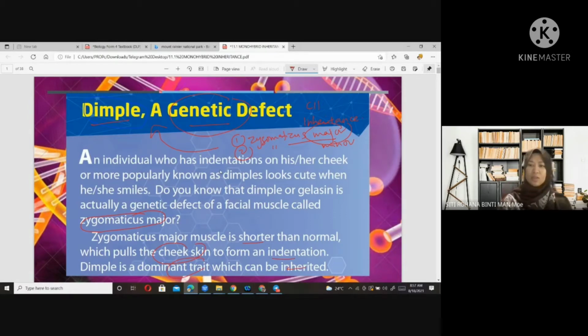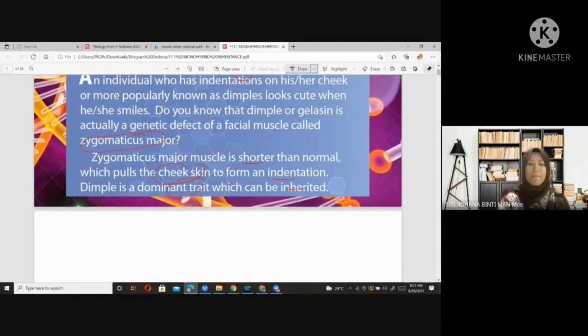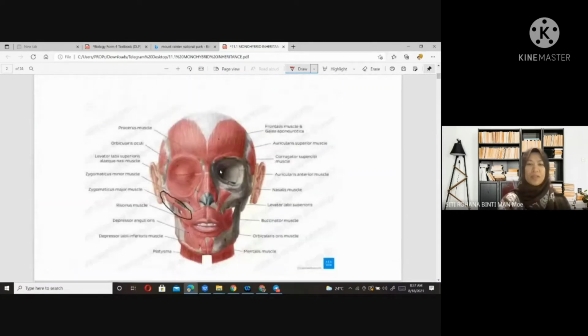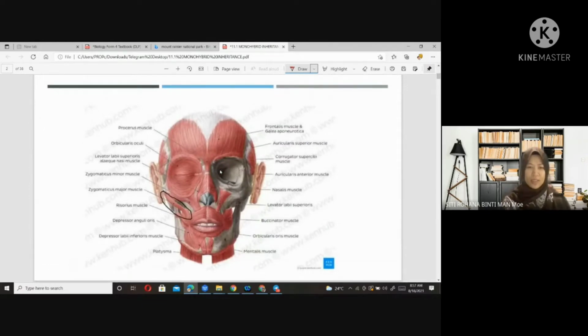Okay, so look at this one. Ini memang tak ada dalam silibus tapi saya nak tunjukkan kat sini. Location of zygomaticus major muscle. So actually for person with dimples, this muscle shorter compared to normal. Shorter, that's why when the person smile, dia akan tarik ni masuk ke dalam. That's why nampak just like lesung pipit lah. Small groove, so dia ke dalam.